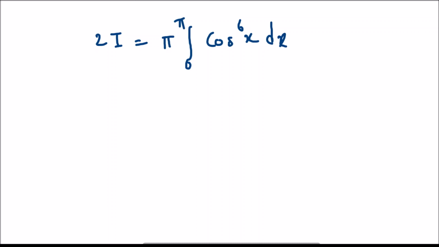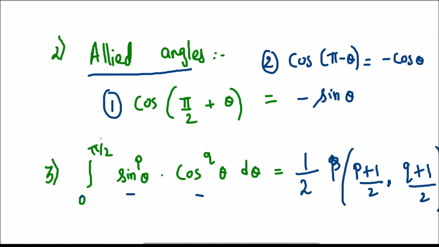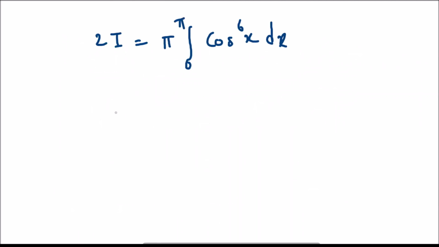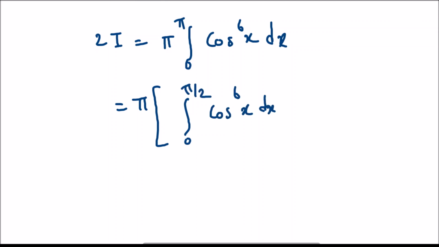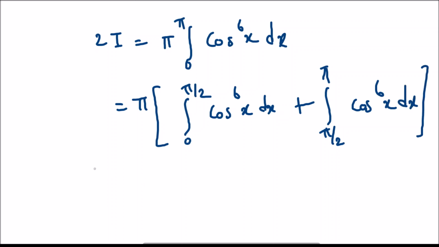Now, if I want to use this beta function, the limits are 0 to pi by 2, but I have 0 to pi. So what you do is split this integral. Since pi by 2 lies between 0 and pi, you bring pi by 2 into the picture, plus the integral from pi by 2 to pi of cos raised to 6x dx. So that's the splitting we have done.